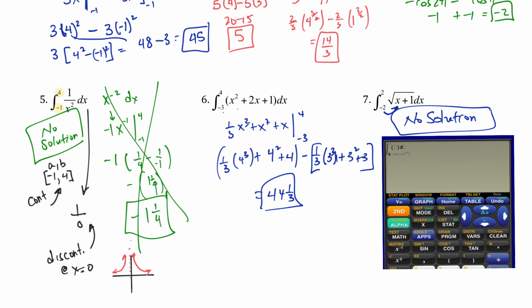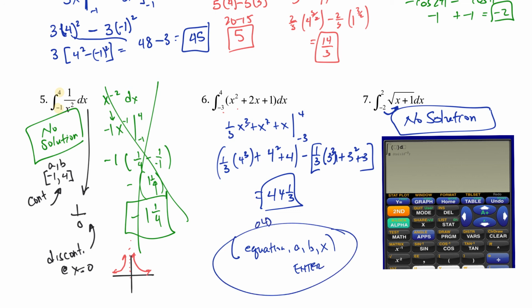Now, if you have the old software, you're going to have to do it like we talked about before, FNINT, then it's going to open the parentheses, right? And you'll have to put the equation, then the upper bound, then the lower bound, then x, and close it out. And then hit enter, and it should give you the answer. So that's for the old software. But the new software, you will just get the integral that looks like that.